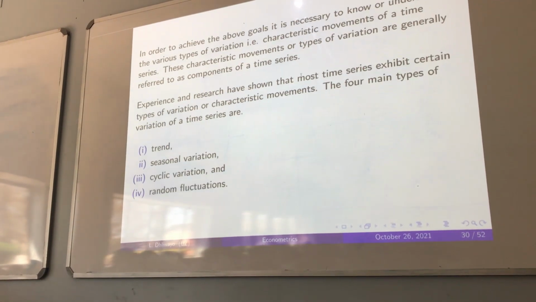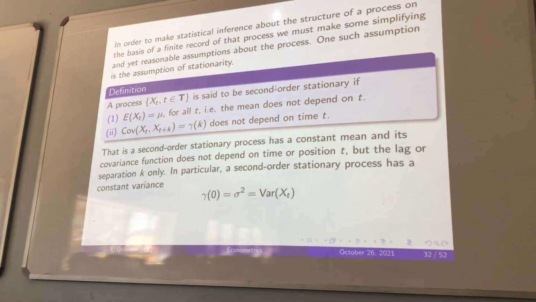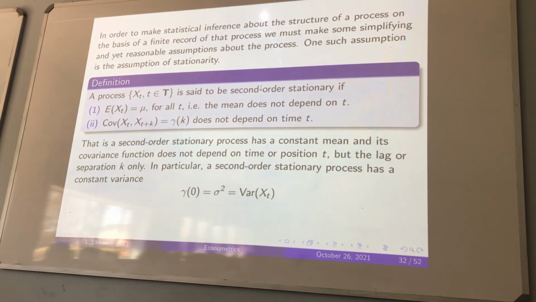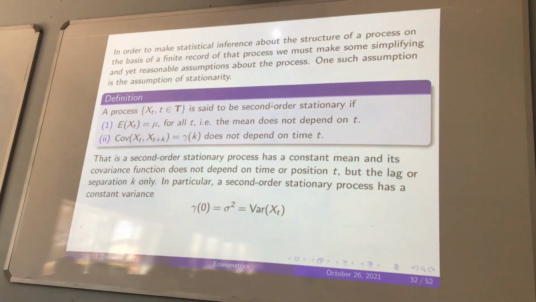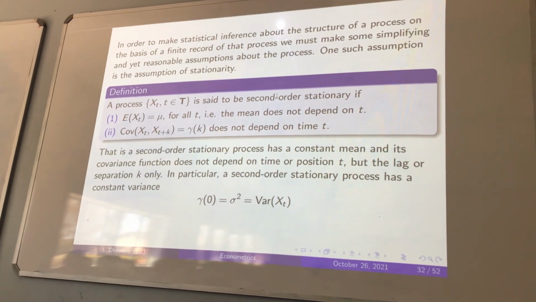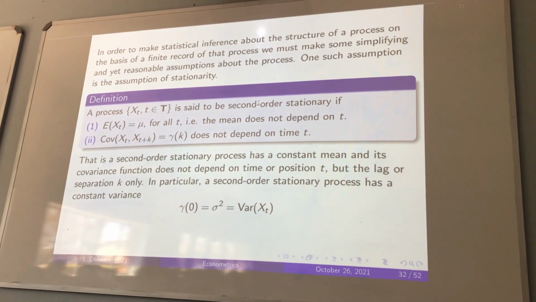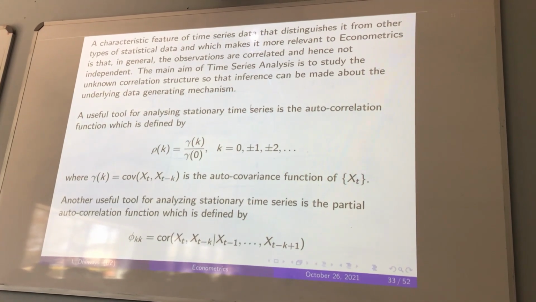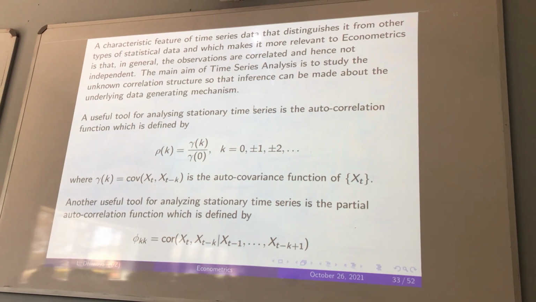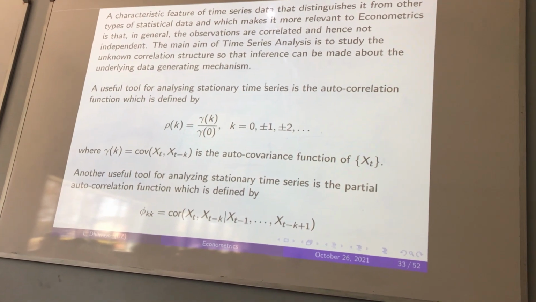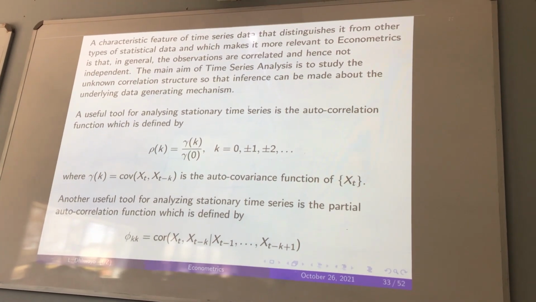So that's time series. Just a recap of time series. You still remember all this. Second order stationarity, where the mean does not depend on t, the variance does not depend on t. This is what is called second order stationary or weakly stationary. Then the autocorrelation, that is gamma k over gamma naught. Then the partial autocorrelation, you still remember all these things.